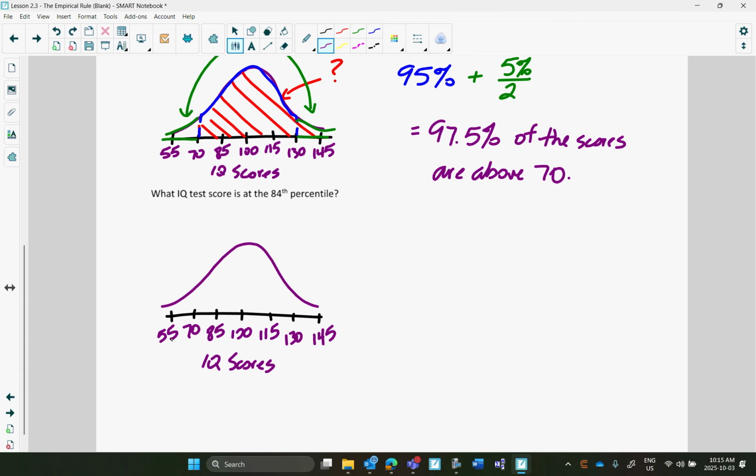Which score is at the 84th percentile? That means at which score is 84% of all the scores the same as that score or less? Remember, that's what percentile means. So 84% is going to be something like that, but I don't know. I'm trying to figure out what value this is. I have to use those numbers above to help me. So it's kind of like solving a puzzle.